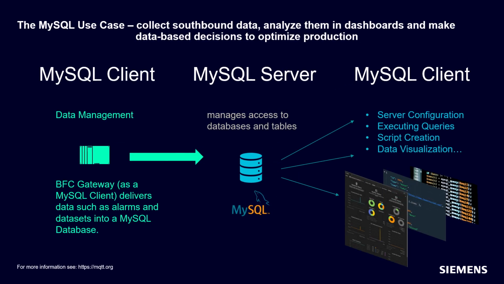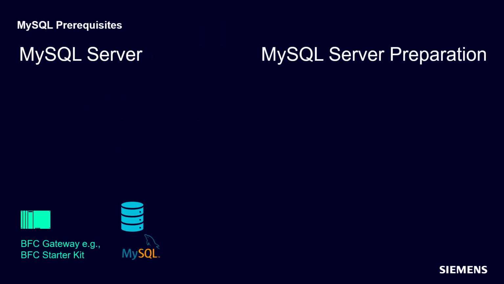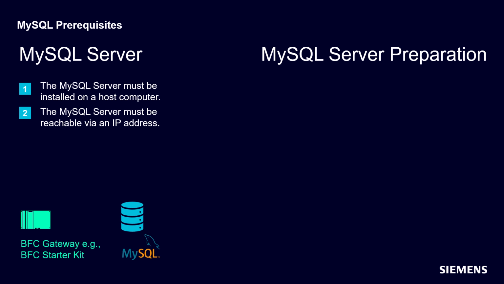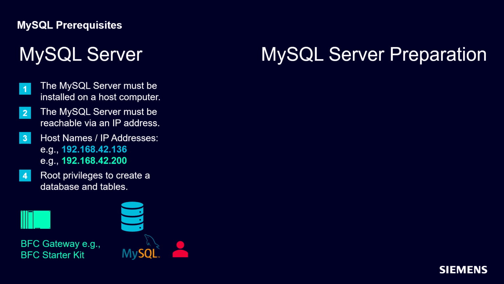In this client-server architecture, you have one client to submit the data and may have other clients to analyze or visualize them. For example, you could record the most important operating data of your machines and use them to continuously create an OEE analysis. To do this, here comes the second prerequisite. You must have a MySQL server installed and connected to your TCP/IP network. You need to know the IP addresses of your server and the BFC Gateway host computer. Finally, you must have root privileges to administrate the server.